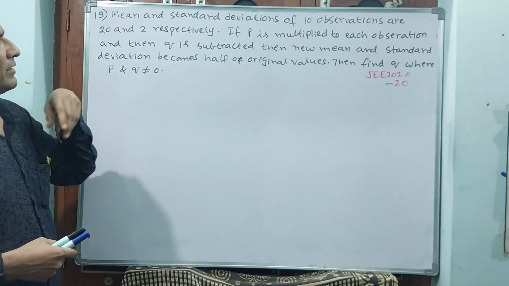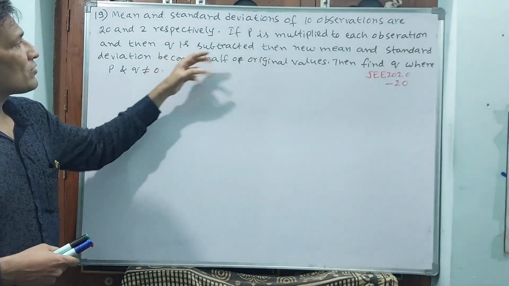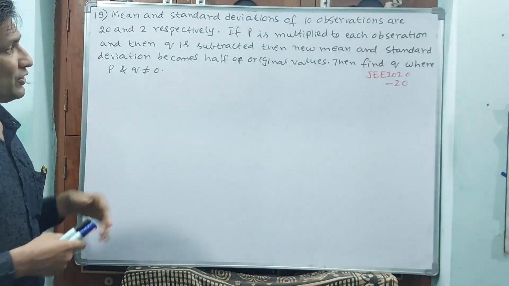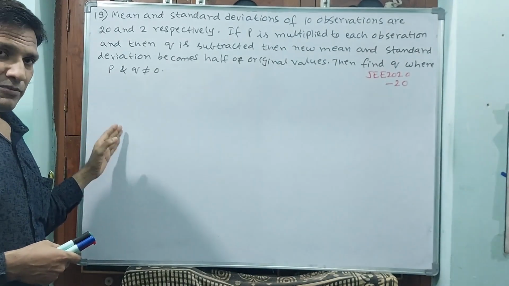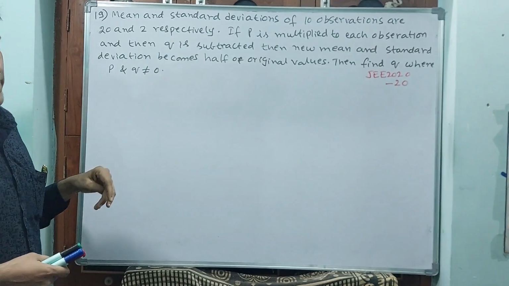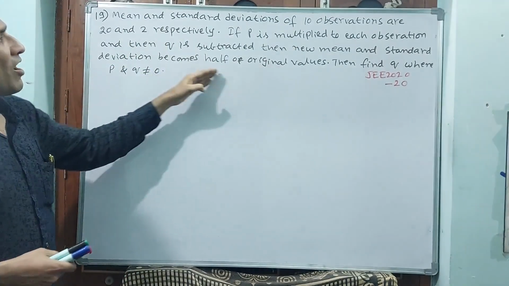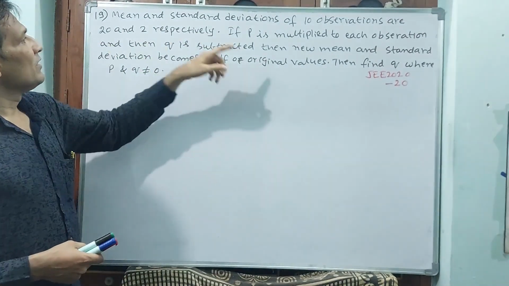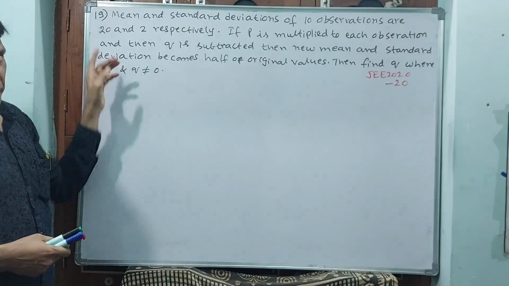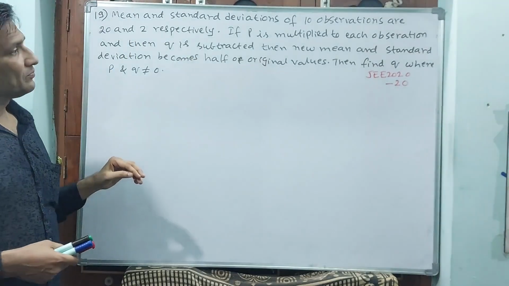Okay, this is common. If P is multiplied to each observation and Q is subtracted from each observation, that means you have to multiply with P and subtract Q from each of the 10 observations. Then the new mean and new standard deviation are half of the original values. That means the mean will be 20 by 2, which is 10, and the standard deviation will be 2 by 2, which is 1.